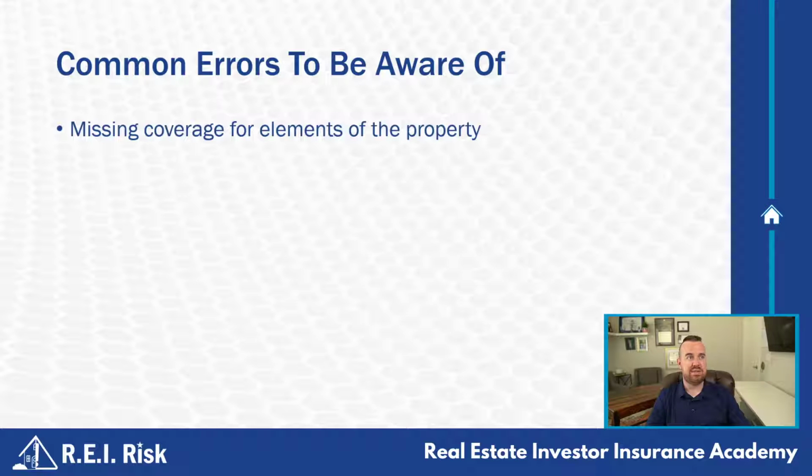The first is going to be missing coverage for elements of the property. If you have common areas or any of those other structures we just talked about, one of the most common ones that gets missed is fencing. Fencing is often overlooked as a part of the preparation for a multifamily insurance policy, so it really helps to have an insurance agent or broker that is asking a lot of questions and making sure they fully understand the nature and details of your policy and property while they are building everything.